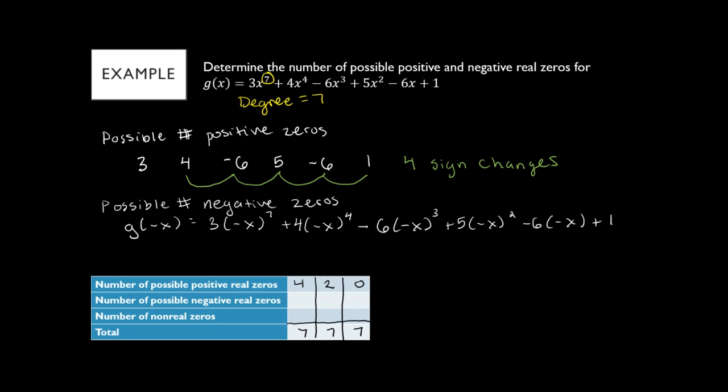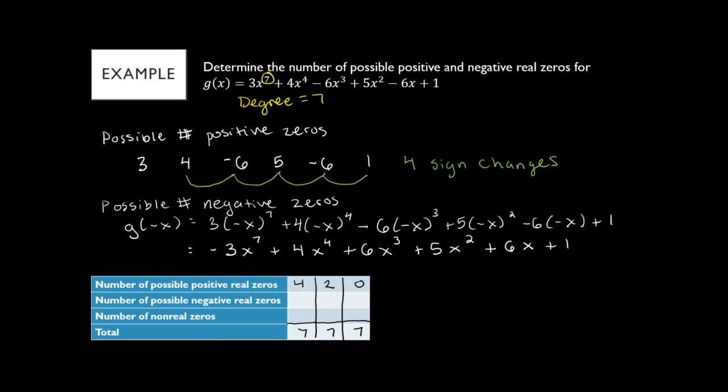So everything with the odd exponent is going to switch signs. The things with the even exponent are going to stay the same. So this will give us negative 3x to the 7th, because that switches signs. Then we have an even exponent, so that's going to stay positive x to the 4th. Odd exponent, so our negative 6 is going to become a positive 6x cubed. Even exponent, so that 5 will stay positive. We've got an odd, that's going to switch the negative 6 to a positive 6, and then a plus 1.